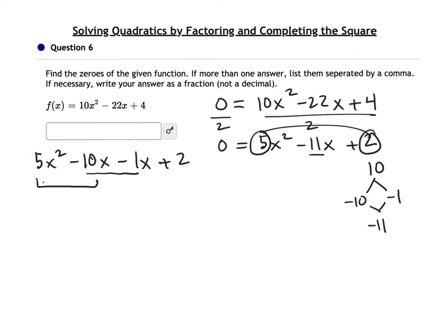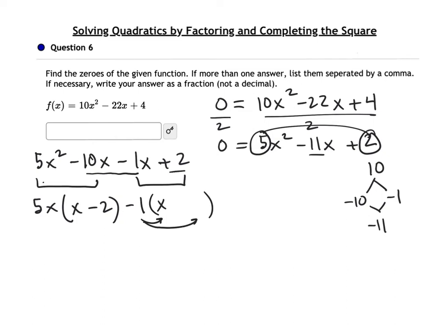I'm going to group now and pair them up. The first two have a 5x in them: 5x times x minus 2. The last two have a common factor of 1, and that's it. You need to put the 1; you've got to have something there. Negative 1 times something makes negative 1x. That would be x. Negative 1 times something makes positive 2. That would be negative 2.